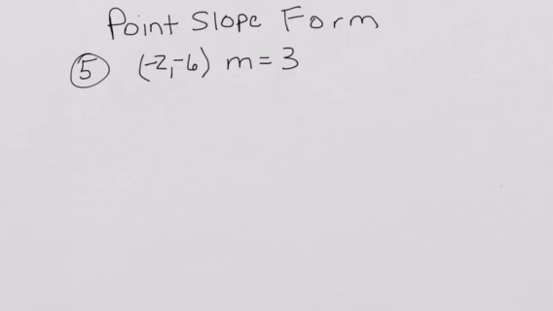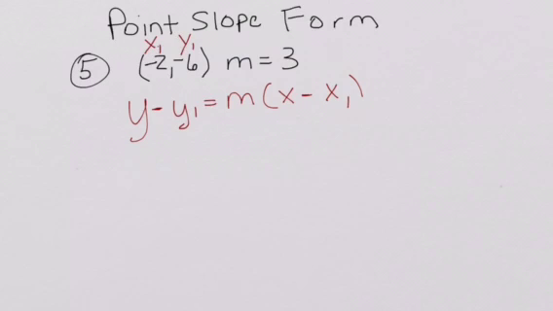Point slope form. In order to put this into point slope form, I'm going to write my formula. y minus y1 is equal to m times x minus x1. I'm going to label my ordered pairs. This is x1, this is y1. So y minus -6 is equal to 3 times x minus -2.